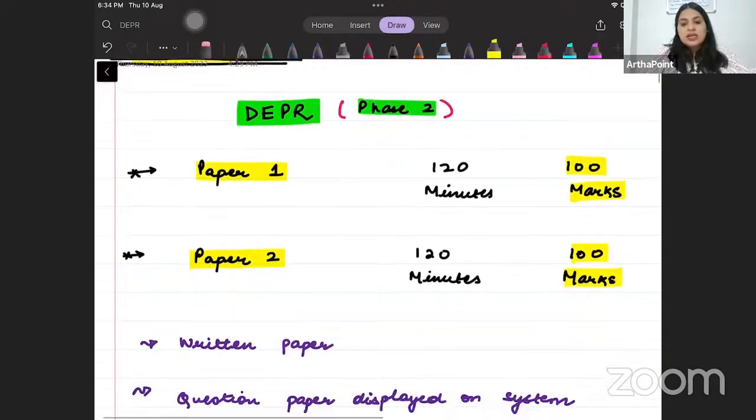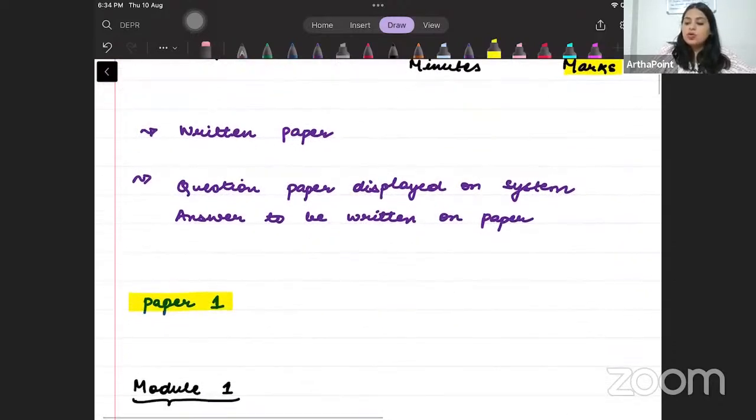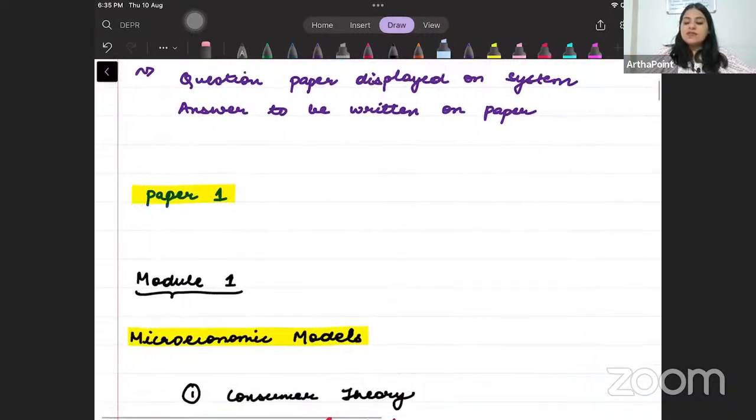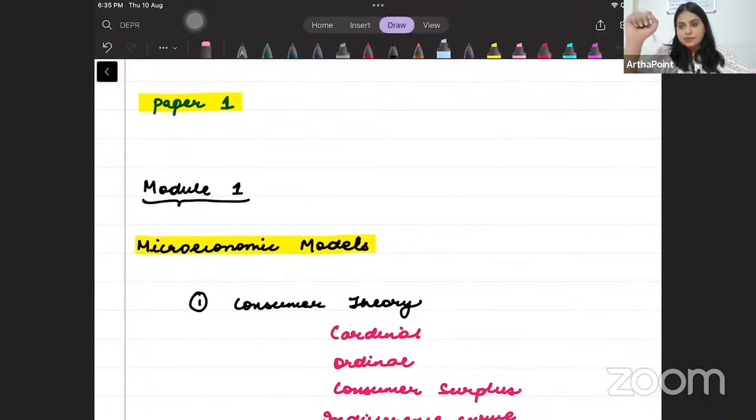ठीक है? These papers, beta, they are going to be written papers. So what do I mean by written paper? By written paper, I mean that you will be given the question paper on the computer and you have to write the answer on paper. Okay? So you will be given computerized questions. Computer pe question dikhenge, but answer must be written on sheets. So answers have to be written on paper. Okay? Let us start our discussion with paper 1.